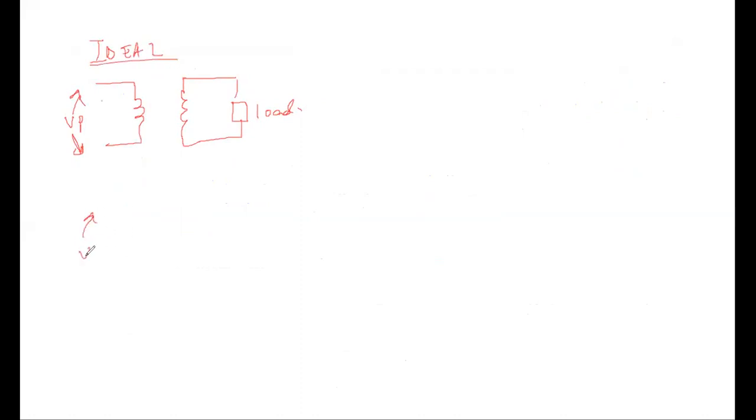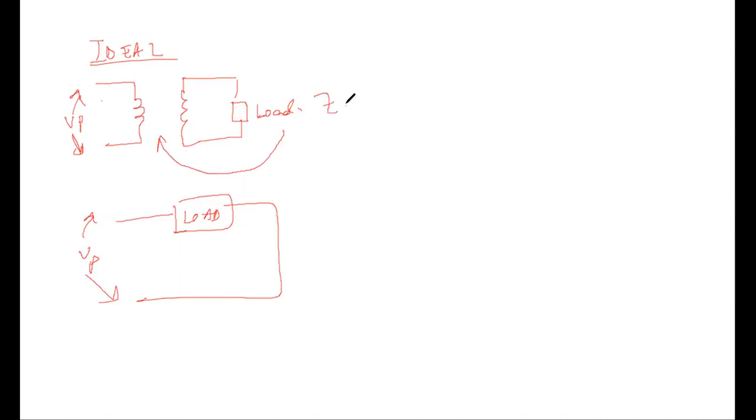In the ideal model of the transformer, we can simply shift the load on the primary side of the transformer by dividing it by a square or multiplying it by a square. Was it multiply or divide? Can anybody tell me? When we shift the load from the secondary side towards the primary side, was it a square times ZL or was it ZL divided by a square? We did a small derivation.